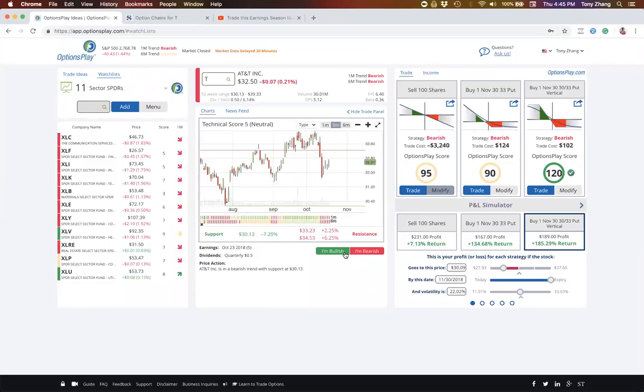So for those of you that are brand new to Options Play, welcome. The platform itself is divided into 3 sections. We have trade ideas and watch list here on the left. We have our security analysis panel here in the middle, and then we have trading and income here on the right.